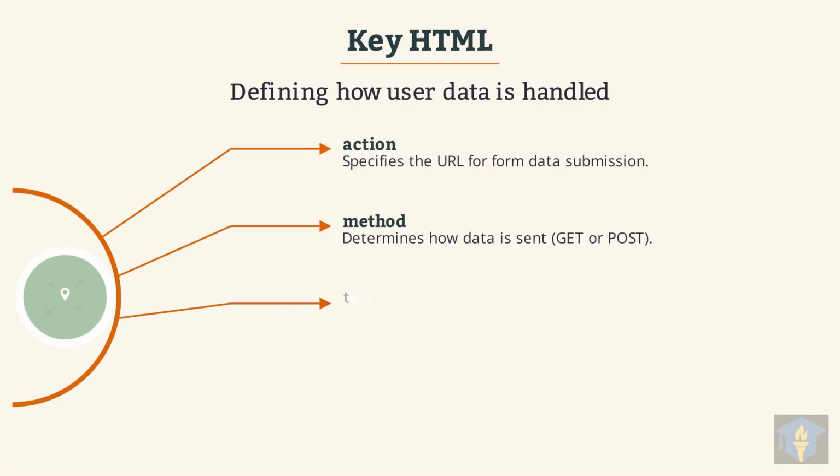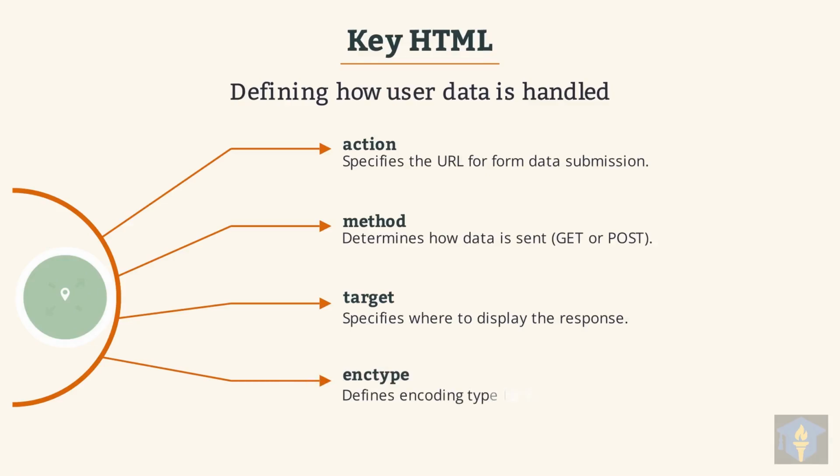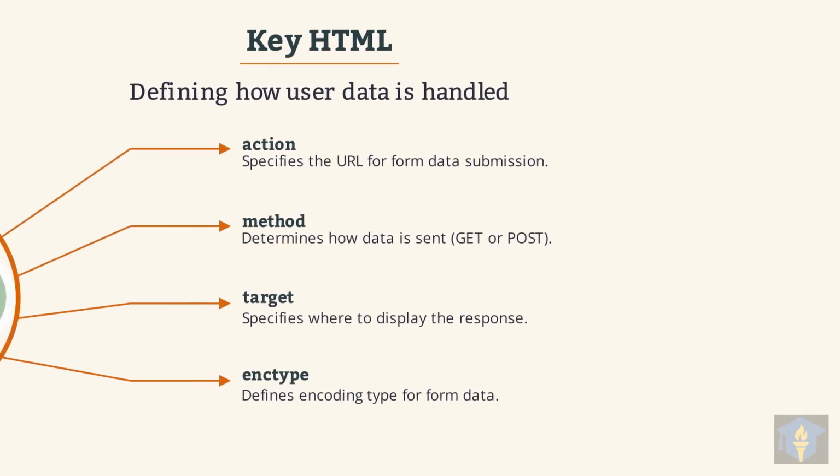Then, the target attribute, which controls where the server's response will be displayed. This attribute specifies where the server's response after form submission should be displayed, often in a new window or frame. Finally, the enctype attribute, important for certain types of data submission. The enctype attribute defines the encoding type for the form data, especially when uploading files.